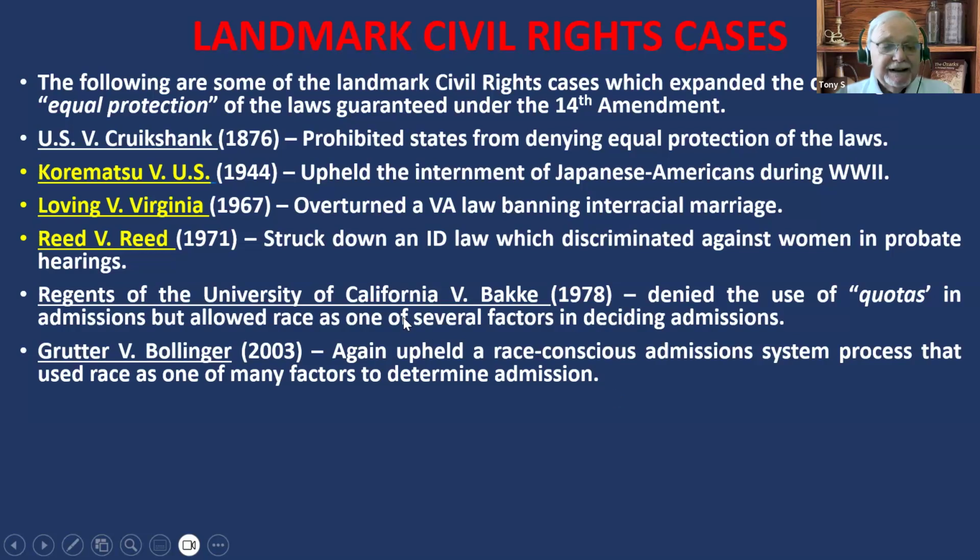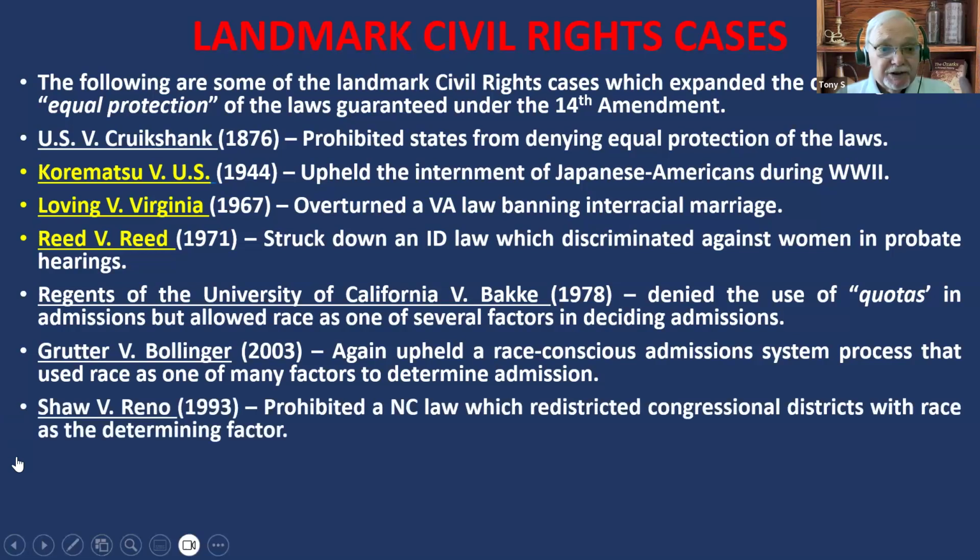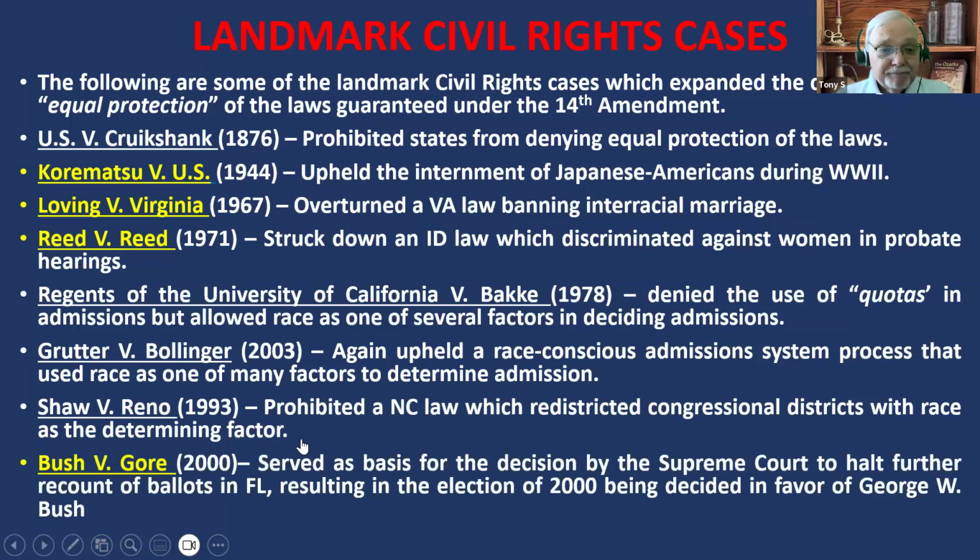So the Supreme Court has said there's nothing wrong with taking race into your decision about who should get into your college or university, but you can't make it the sole factor. Whether that has happened or not is an area of controversy again in America. So, these are all kind of controversial decisions in one way or the other. Shaw versus Reno prohibited a new North Carolina law which restricted congressional districts with race being the determining factor. It has to do with drawing constitutional lines based upon race.